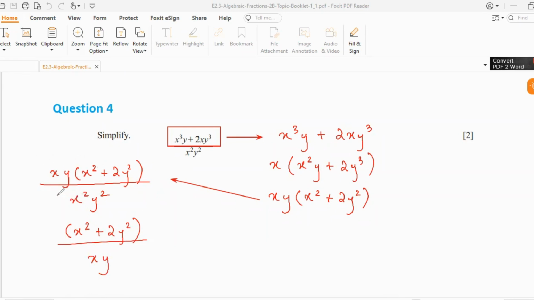x over x squared, if we write this down separately for your understanding, x over x squared is 1 over x, which is pretty much similar to, let's say we were saying 2 over 4. That's 1 over 2. Same case with y. y over y squared is also 1 over y. Hence it became xy in the denominator, and the numerator became x squared plus 2y squared.